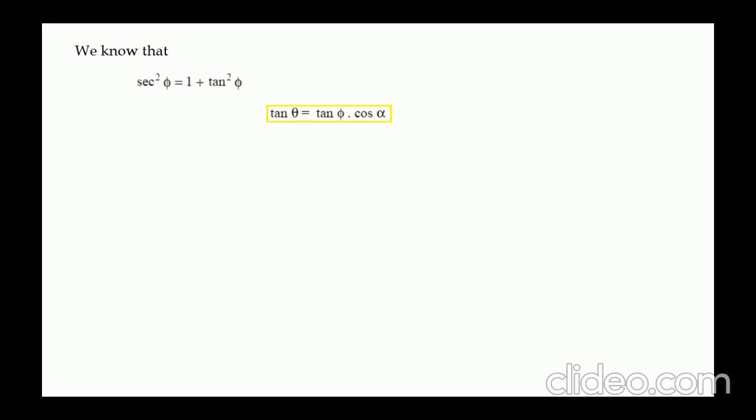Now tan theta is equal to tan phi into cos of alpha, which we have seen previously. So if we substitute the value of tan phi and take square of that value from this equation, that is tan square phi will be equal to tan square theta upon cos square alpha. This is substituted in the above equation. We are getting this equation.